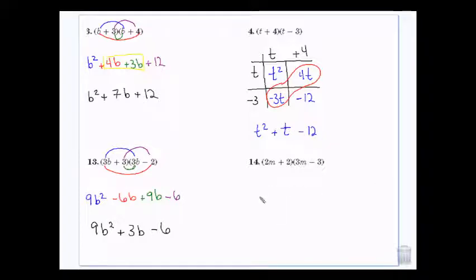Using the table again. Also, it doesn't matter if I put 2m plus 2 here and 3m minus 3 across here. That part doesn't matter. It's interchangeable, so you'll get the same answer no matter which one you put across the top and which one you put down the side. When I have long ones, I usually put the long one across the top just because it takes up less space that way. But it really doesn't matter.